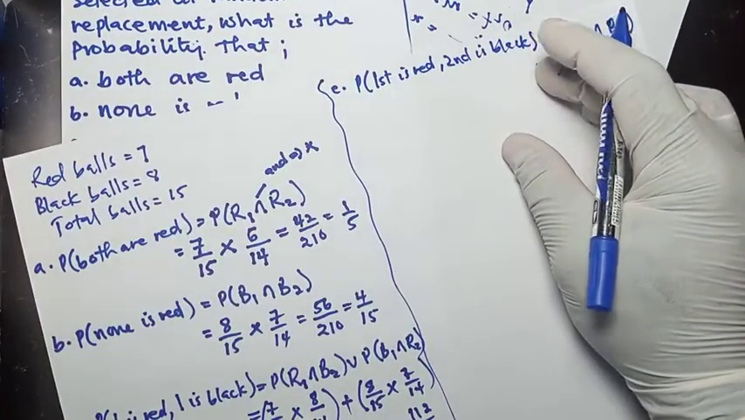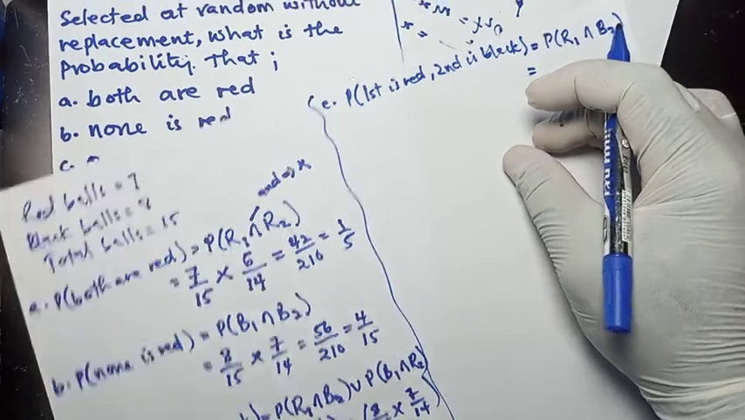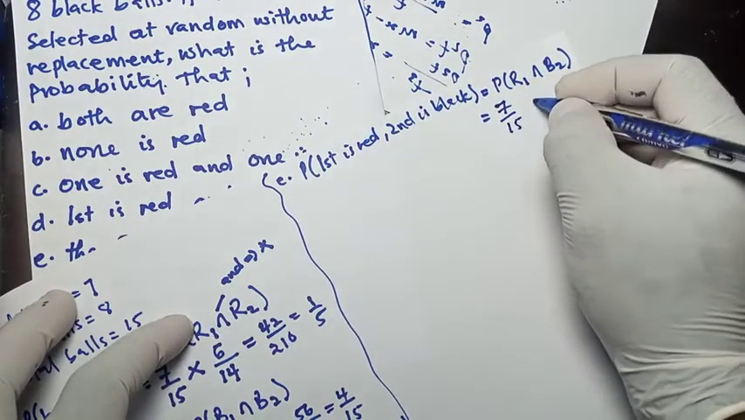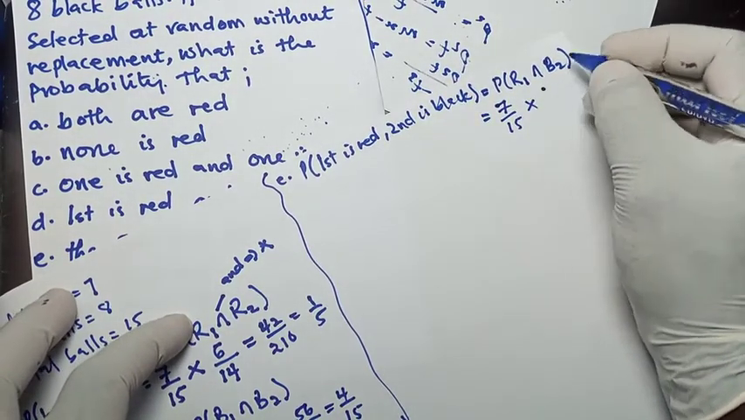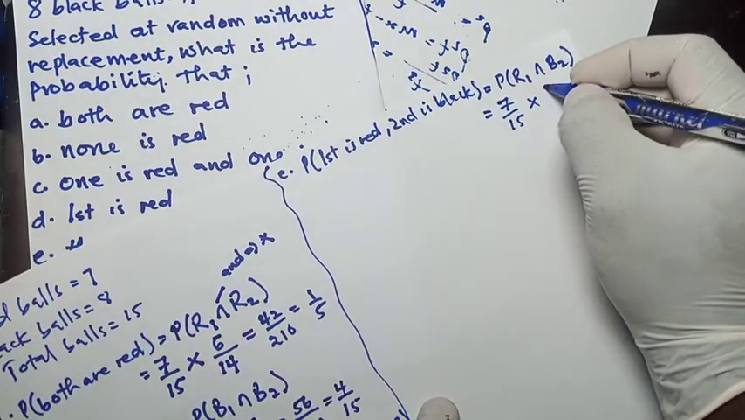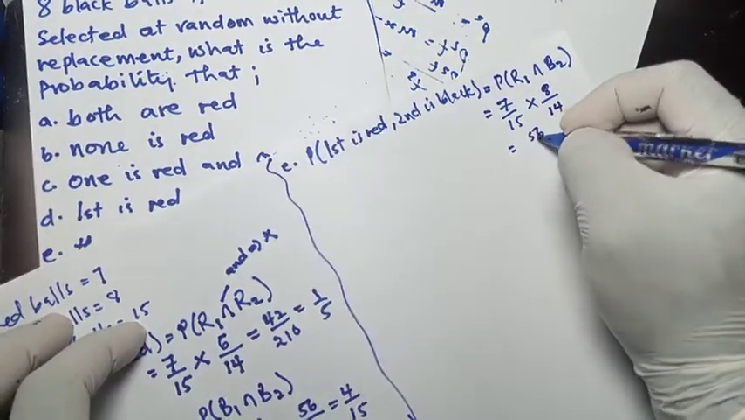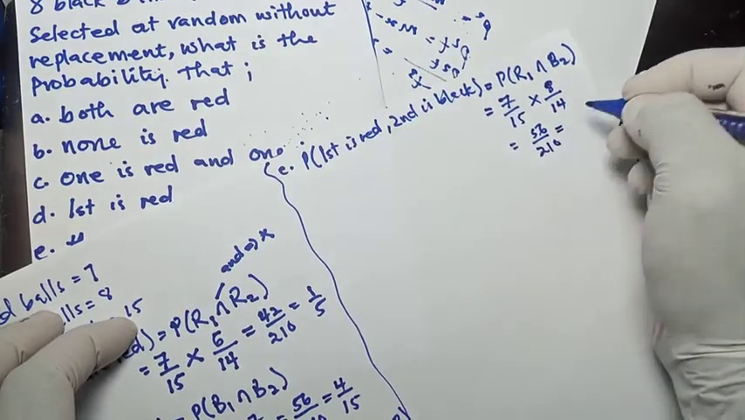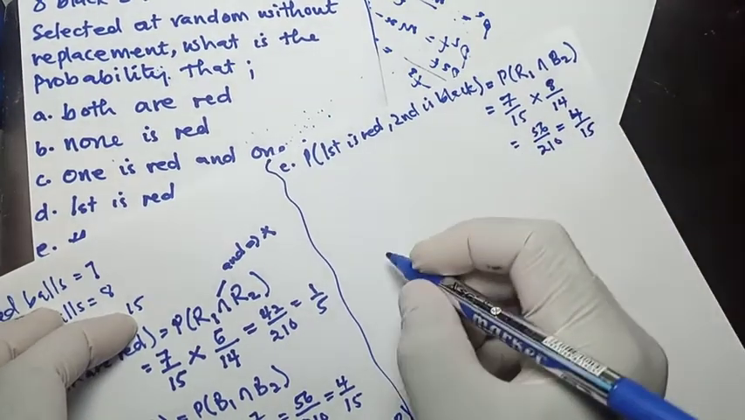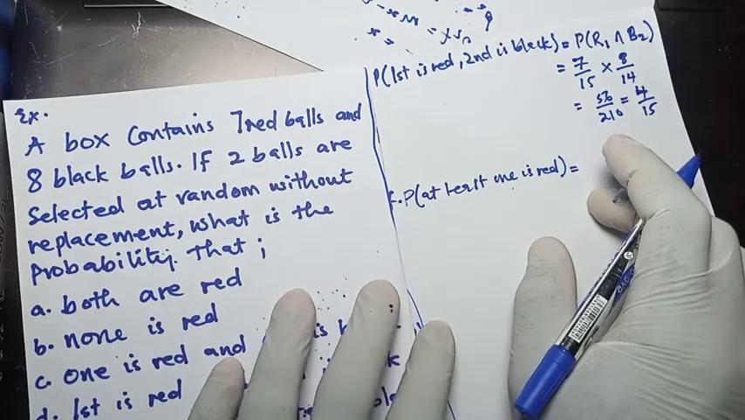And I think this we've done it already. It's here. Red first, black second. We had the answer to what? 56 on 210. So that is selecting red ball will be what? 7 on 15. Then times, and selecting what? This already 1 red ball is out, so the total is now 14. So the black is still 8, and this will what? 14, and this will give us 56 on what? 210. Final answer will be what? 4 on 15.